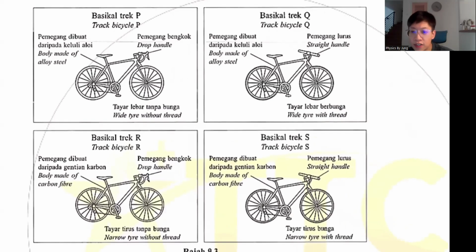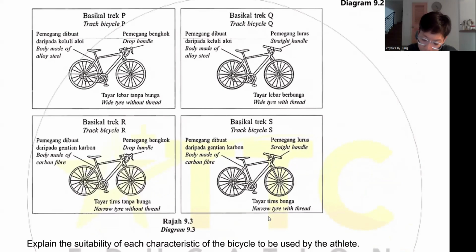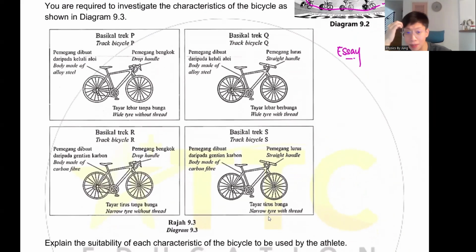Okay, so I'm going to show you this bicycle. This is also another essay question. Now, can you do me a favor? Can you tell me which track bicycle is better? P, Q, R, or S? So I want you to use your brain and think which one is better. Okay, people choose already. Come on.